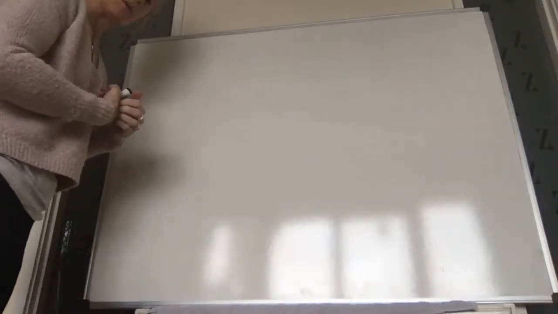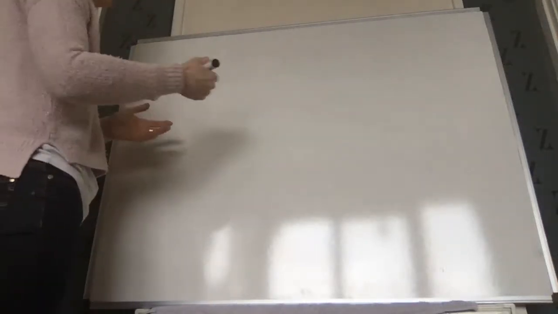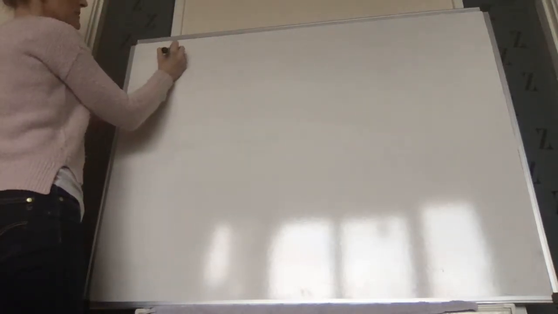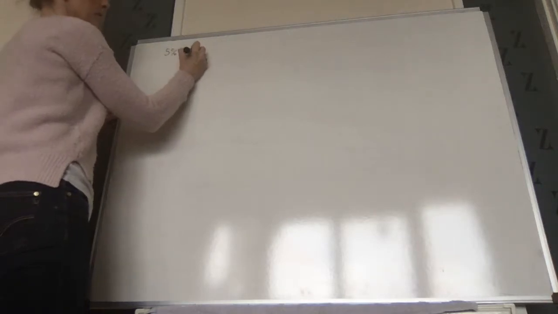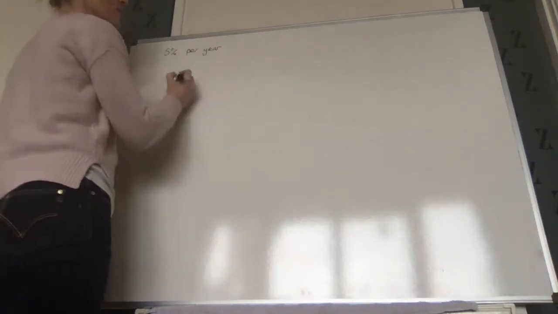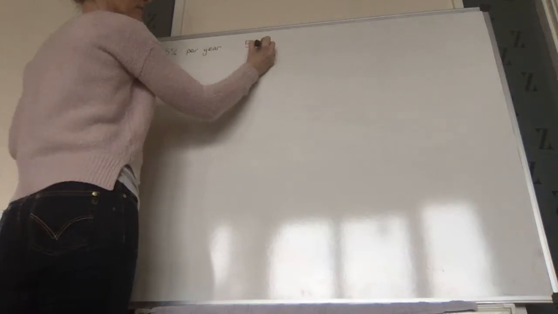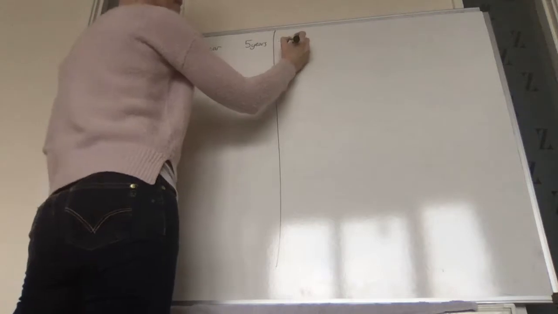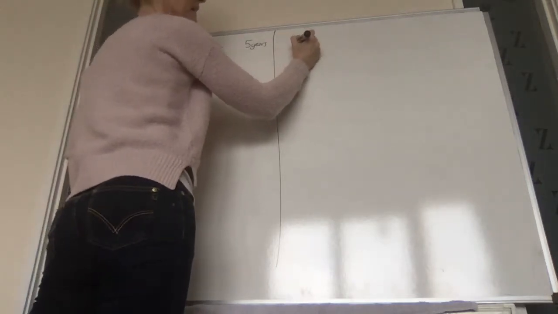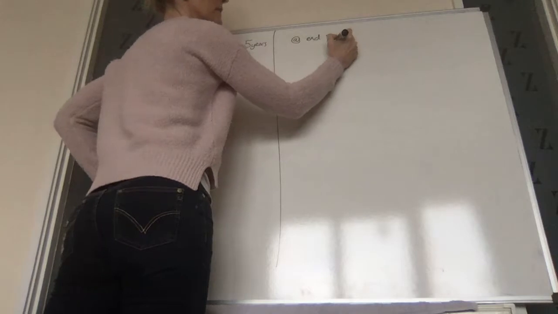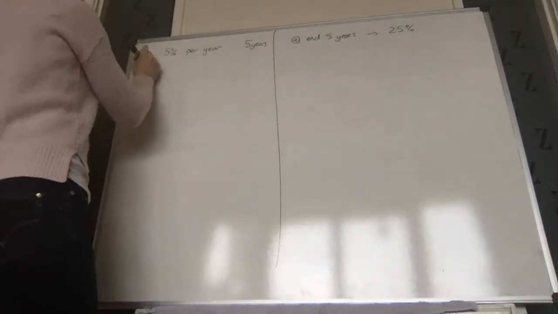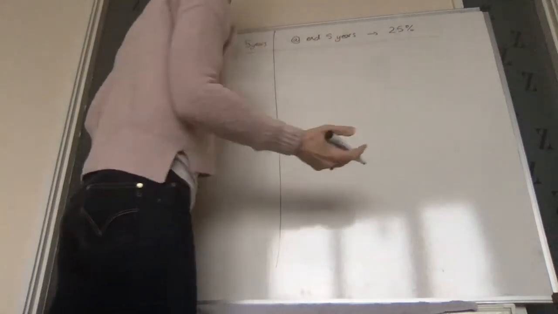I want to talk about equivalent rates. Okay, so take two scenarios, two banks. One bank offers you 5% per year as long as you leave your money in for 5 years. Another bank basically says to you, you leave your money in and at the end of 5 years, we will give you 25% of your money extra. Which bank is better? Or are they the same?